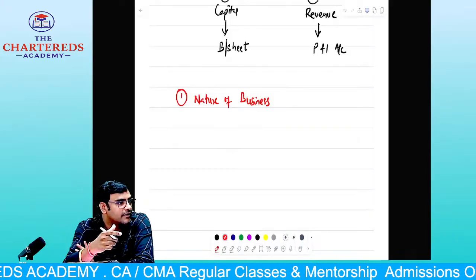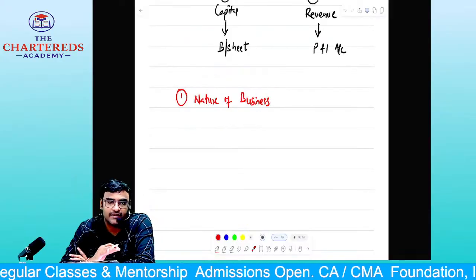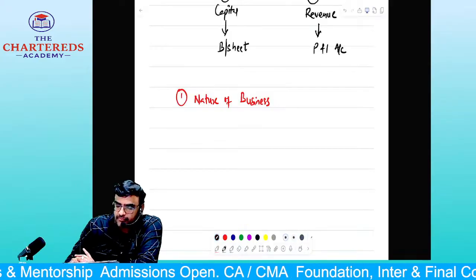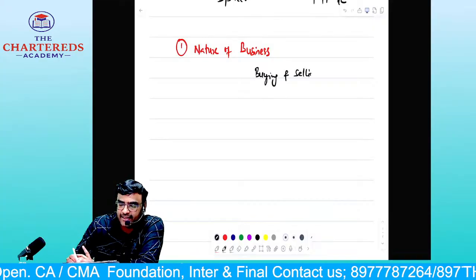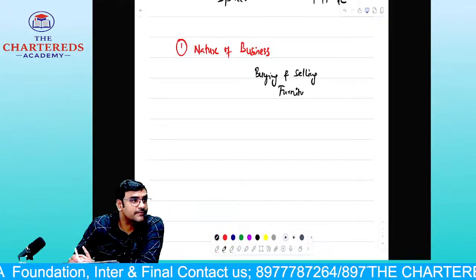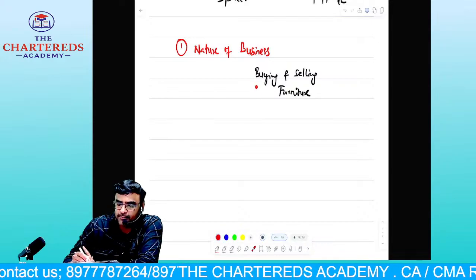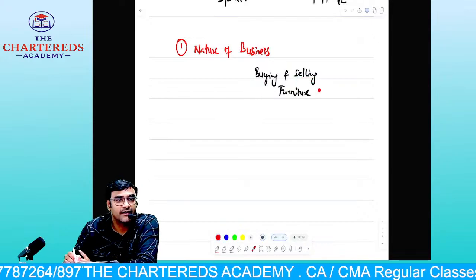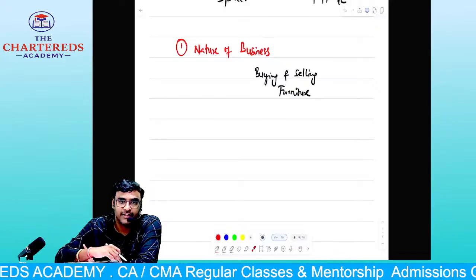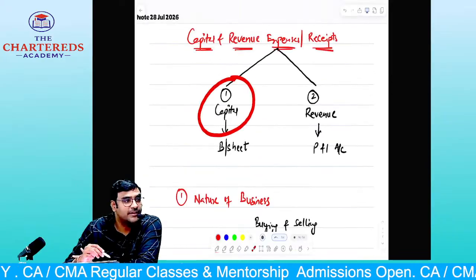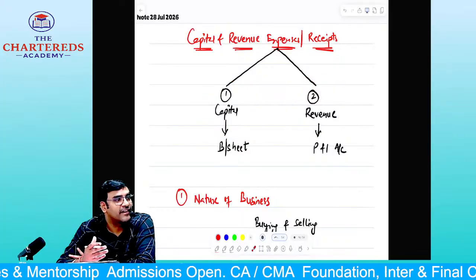Whether an item is capital or revenue, it all depends on the nature of business. So what do you mean by nature of business? Let us take an example. Assume we are into the business of buying and selling something called furniture. Our business is buying and selling furniture. Now tell me, the furniture that we regularly buy and sell, is it a capital expense for us or a revenue expense?